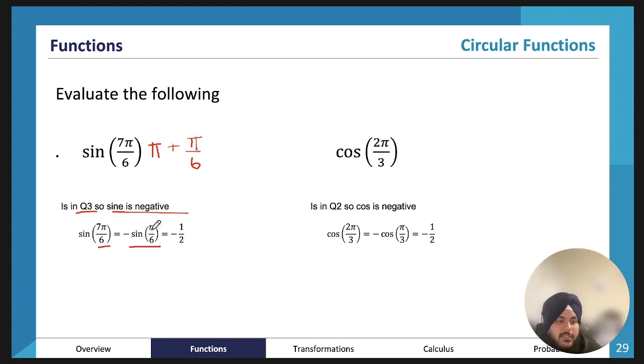But instead of it being positive sine pi on 6, it's going to be negative because this value lies in the third quadrant. Again, I hope that makes sense. So you're going to get negative half, and for that you need to use your exact value table or your triangle method.